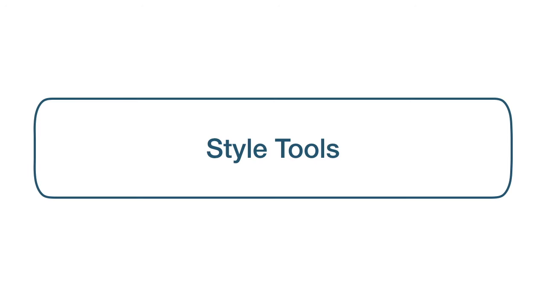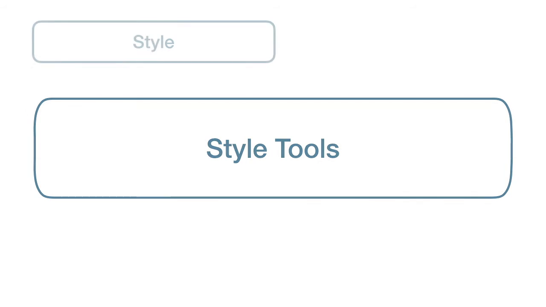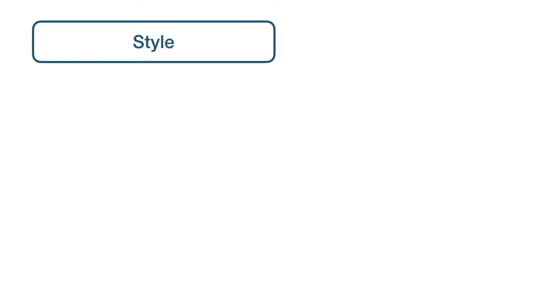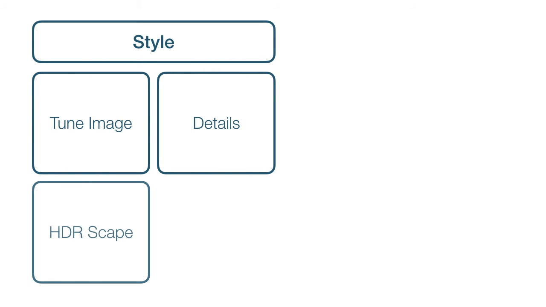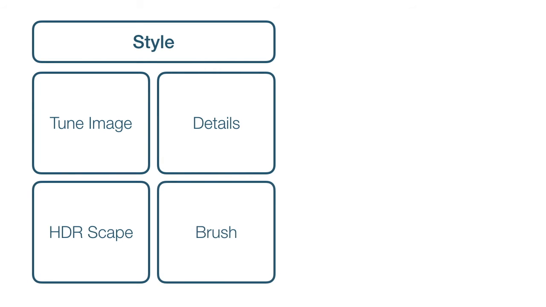Once we've edited our shots, we can then start to look at using the style tools. I'm going to use a different shot here to better show you the effects that some of these tools can have. As we've mentioned, the style tools are used for fine-tuning, sharpening, and adjusting colours, tones and brightness. The style tools I use most often are Tune Image, Details, HDRscape and Brush.